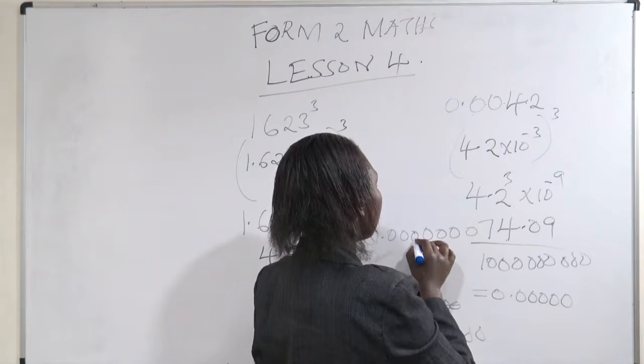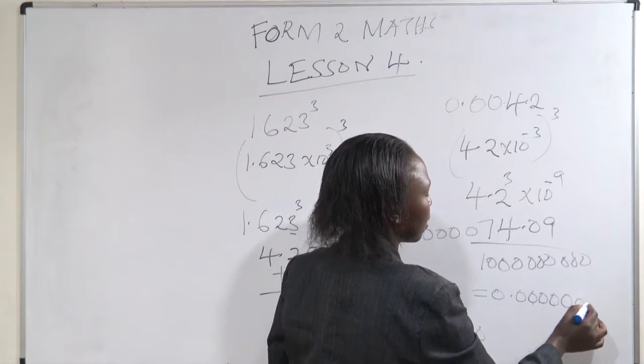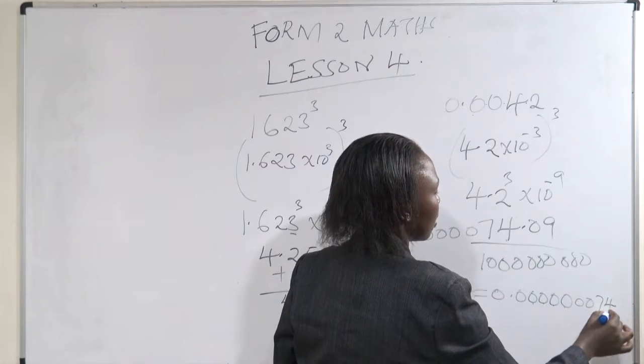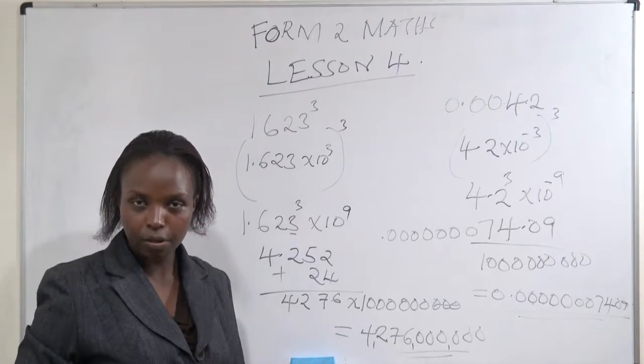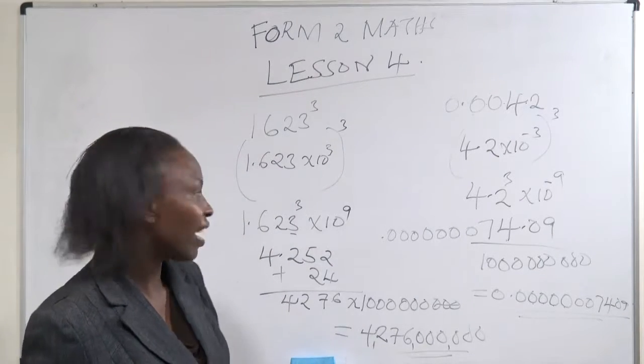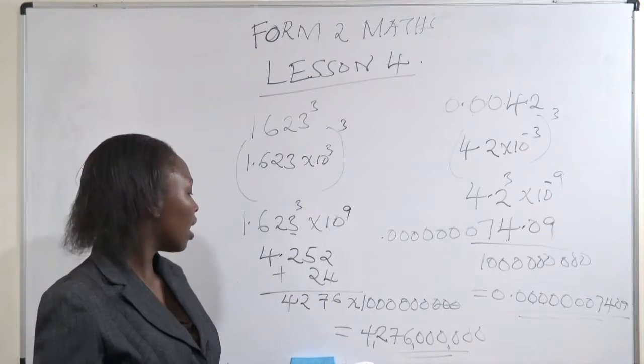0.00000, 1, 2, 3, 4, 5, 6, 7, and then 7, 4, 0, 9. That's what you're supposed to get. And I want to believe that you got it right. And if you never did, I want to believe that you have rectified where you went wrong.